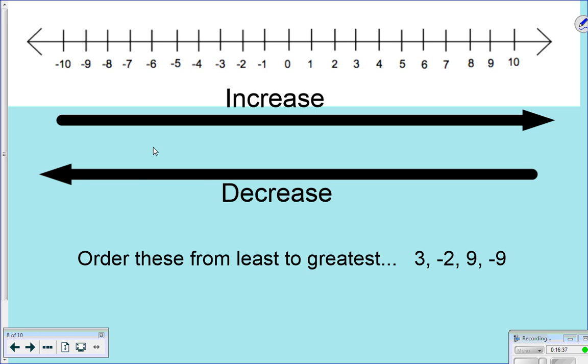What is the coldest here? I always think in temperature. What's the coldest? Negative 9, so that's my smallest one. Okay. What's my next coldest? Negative 2, and then 3, and then 9, right? Think of it in temperature. If you are not sure, think of it in temperature.